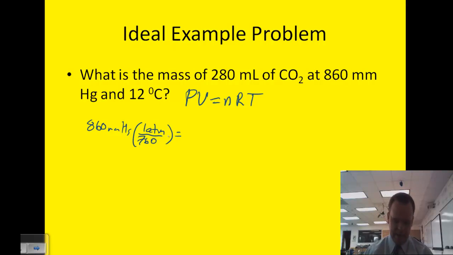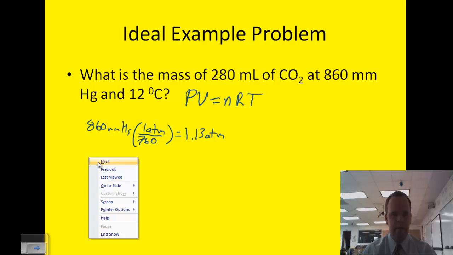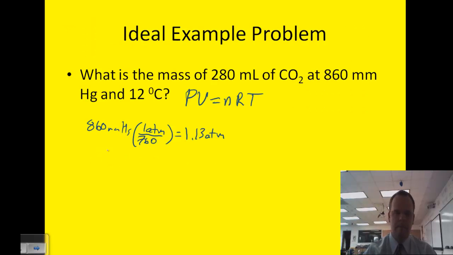So 860 divided by 760. I get 1.13. Volume needs to be in liters. So the volume is 0.280 liters. The temperature needs to be in Kelvin, so 273 plus 12, so 285 Kelvin. And now I can solve.